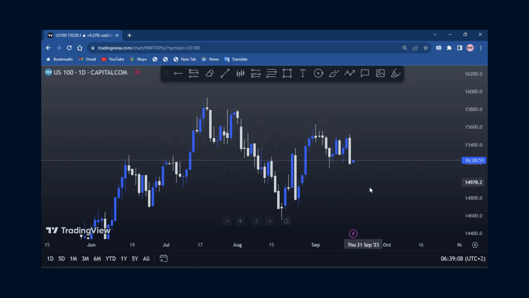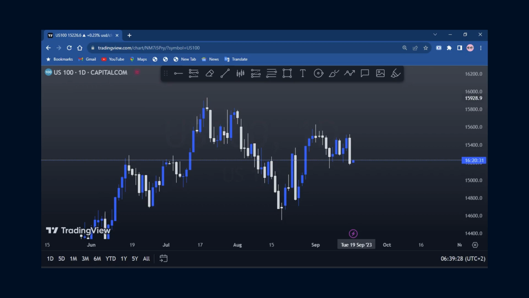So, a lot of people usually ask me a question like, when you do a top-down analysis, where do you usually start? So, I usually start on the daily, just to get a day overview, just to get an overview on what's going on the daily chart.